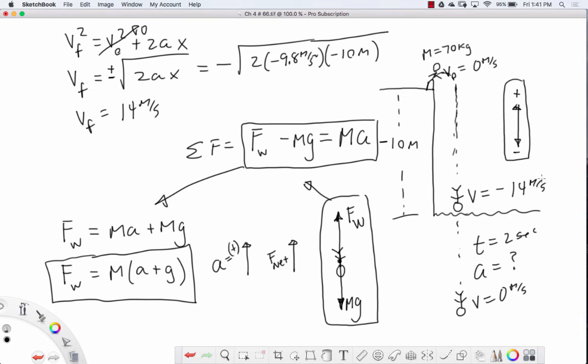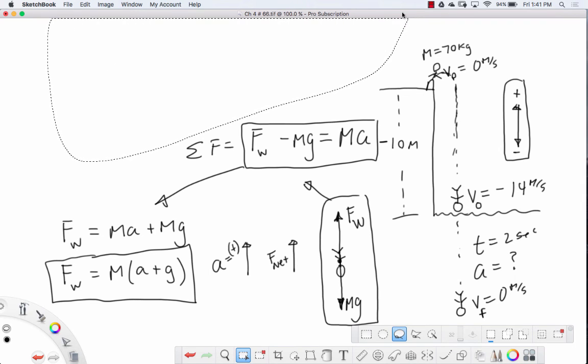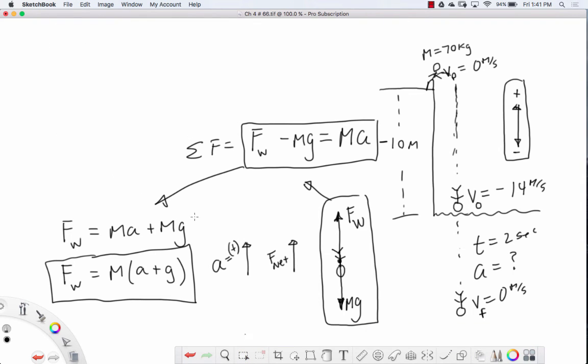Okay, now we go to the next part of the problem, which is her in the water. So can we find her acceleration? Now V initial is 14, V final is 0, and the time is 2. So is that enough information to find the acceleration? Yes. So we're going to use a kinematic. We'll go V final equals V initial plus AT. That's a good one. So what's her V final? 0. She stops, so V final is 0.